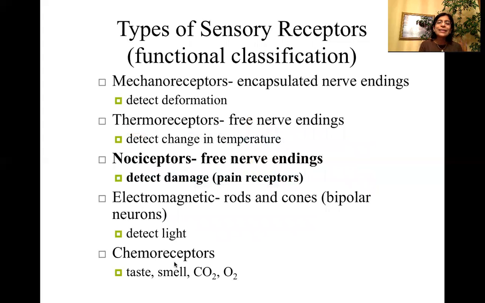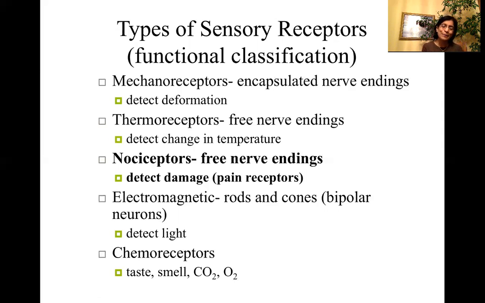All right, now let's talk about yet another way to classify sensory receptors. This is based on the nature of the stimulus that they respond to. Mechanoreceptors detect mechanical change. It includes stretch receptors, osmoreceptors, and so on, okay? And typically they are encapsulated nerve endings. Thermoreceptors, they are free nerve endings. These detect change in temperature.